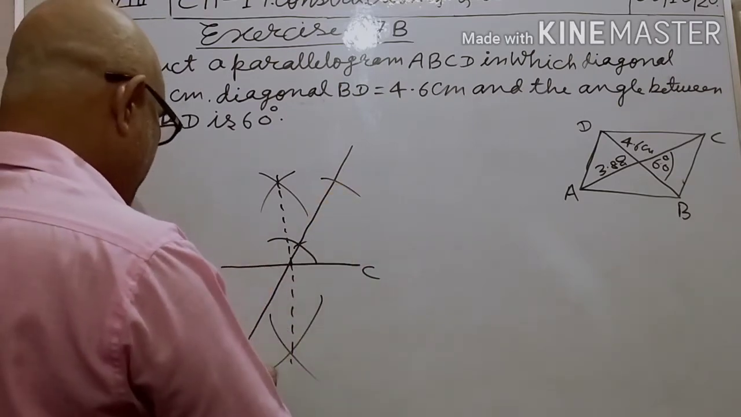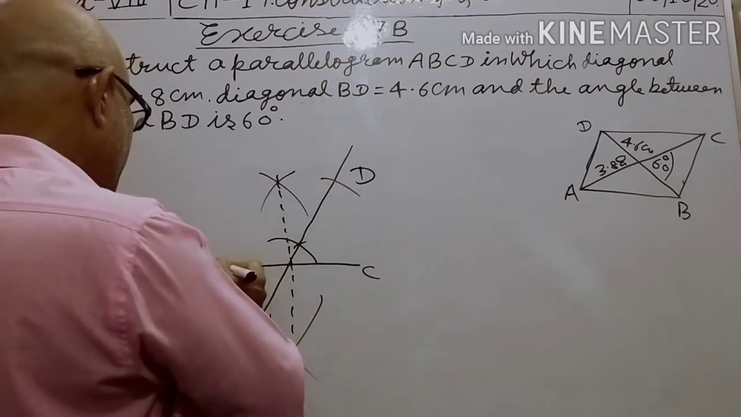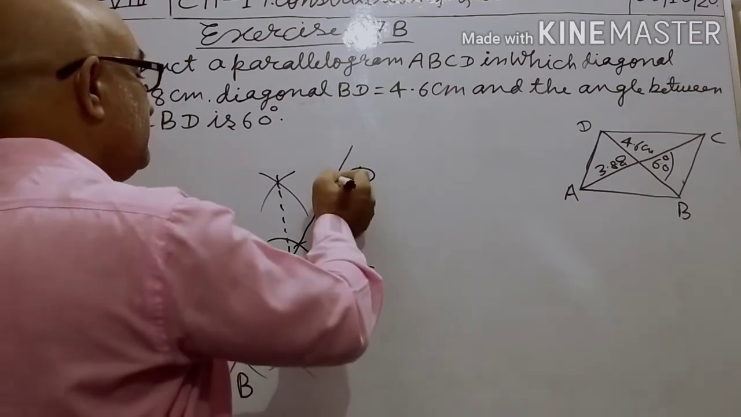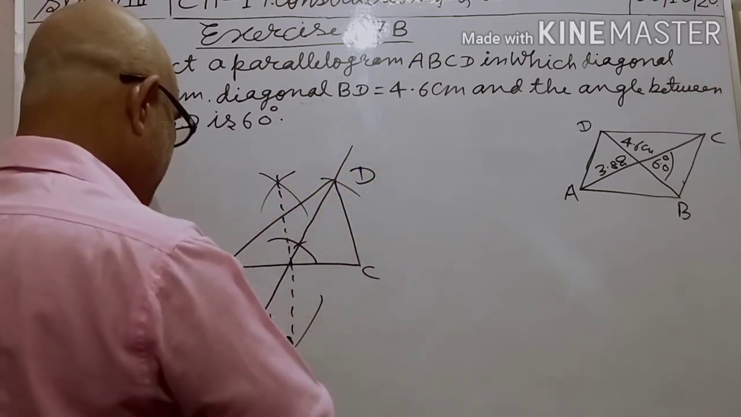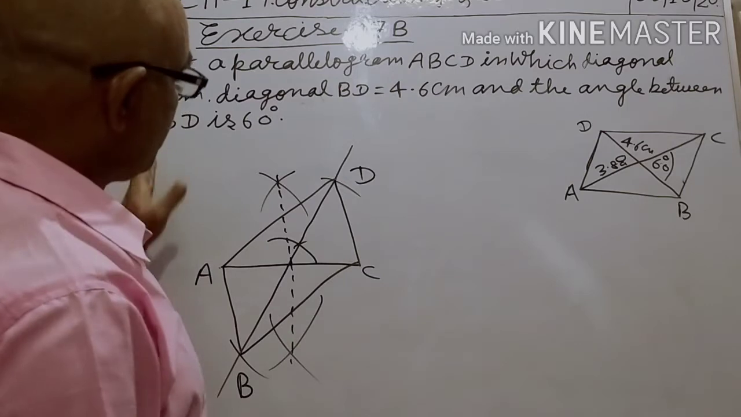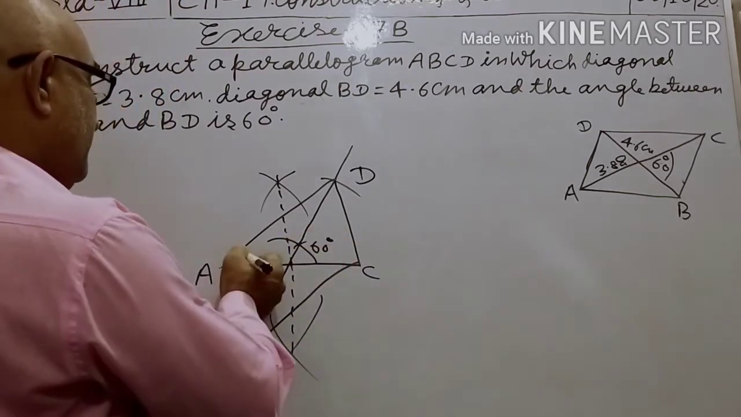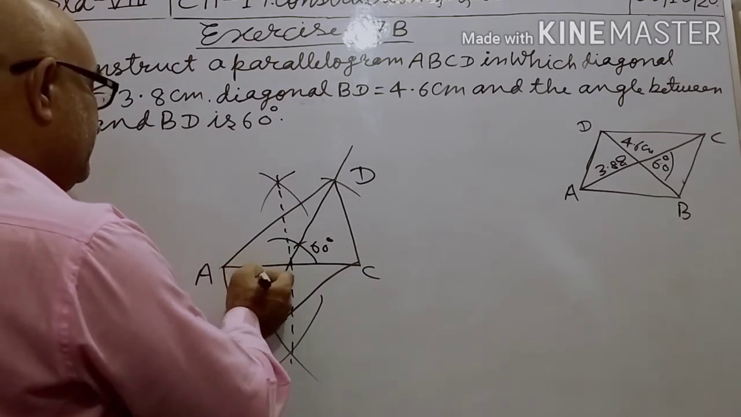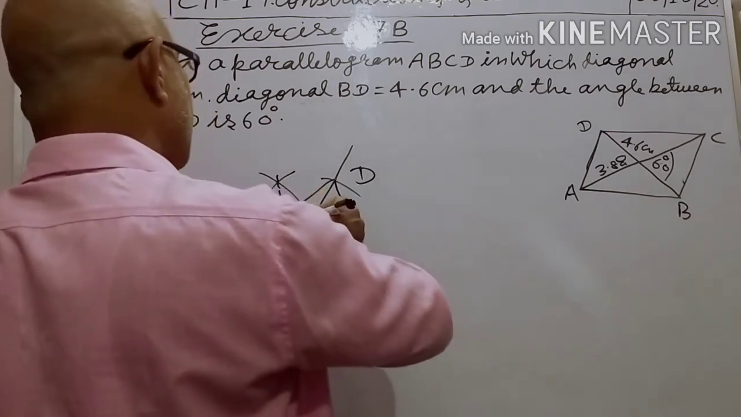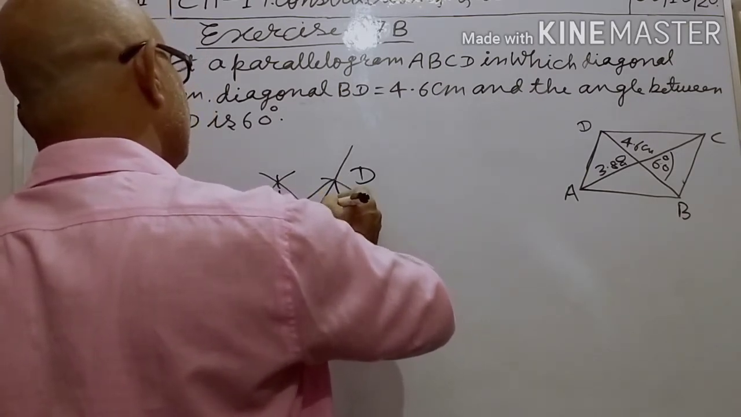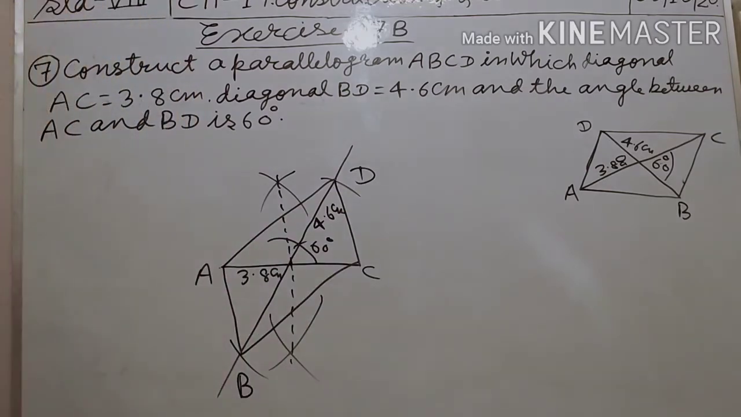A here, B, C and D. Meet AB, CD, AD and BC also. Here the angle is 60 degree. Diagonal 3.8 cm and this diagonal 4.6 cm. Understand and construct it.